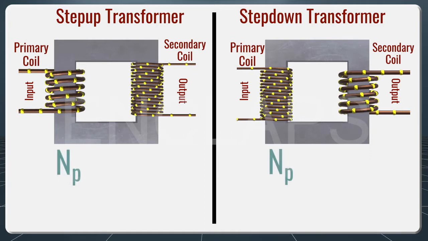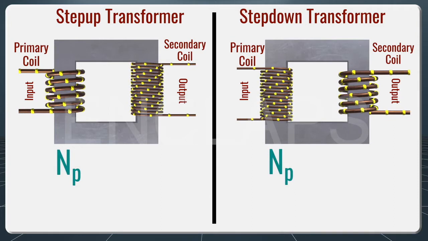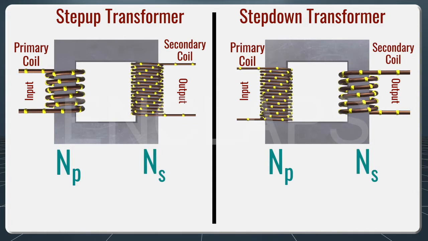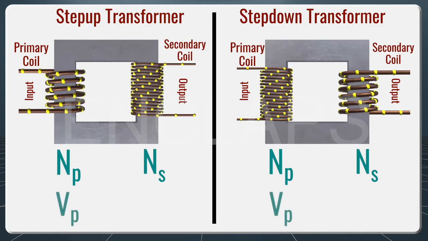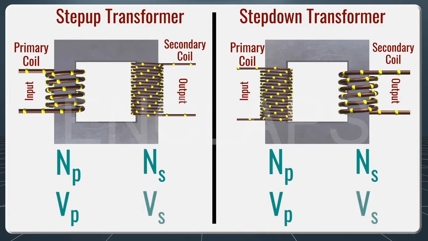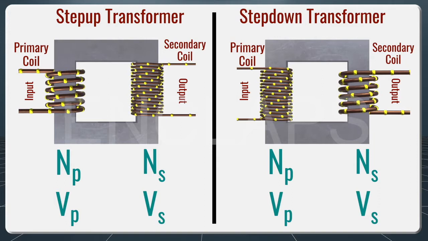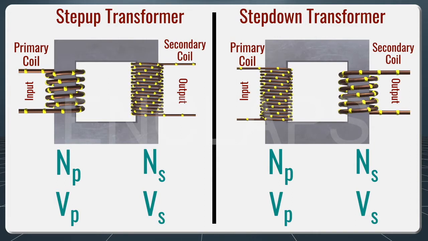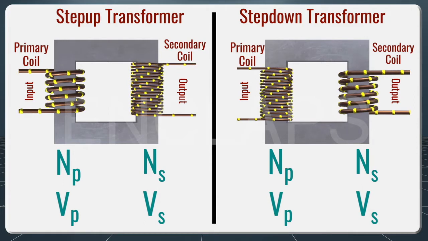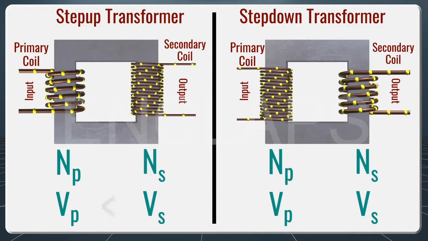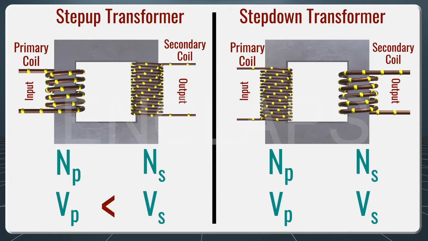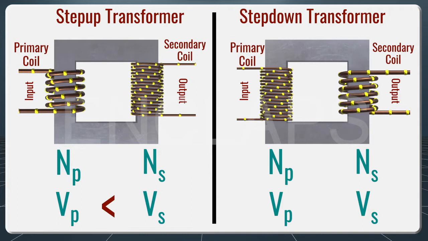Here, NP is the number of turns in the primary. Similarly, NS is the number of turns in the secondary. Voltage in primary is denoted as VP and voltage in secondary as VS. Considering the step-up transformer, the voltage we supply in the primary will be less and the voltage in the secondary will be higher. That is, VS greater than VP. The voltage at the secondary is higher than the voltage at the primary.